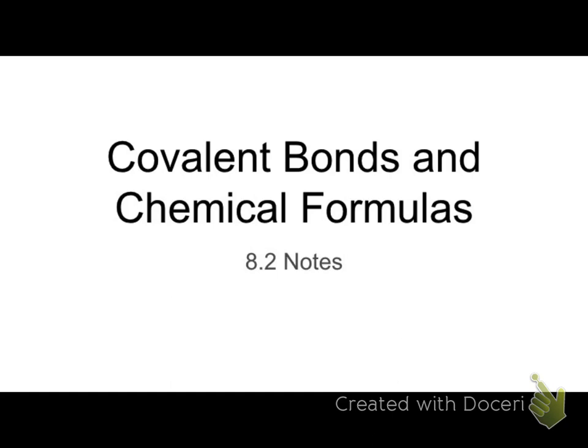So there's two different types of covalent bonds. One is polar, one is nonpolar. You'll need to be able to tell me the definitions of what they are and how they're different from each other. And finally, you'll need to be able to tell me the number and type of atoms that are in a molecule by looking at its chemical formula.